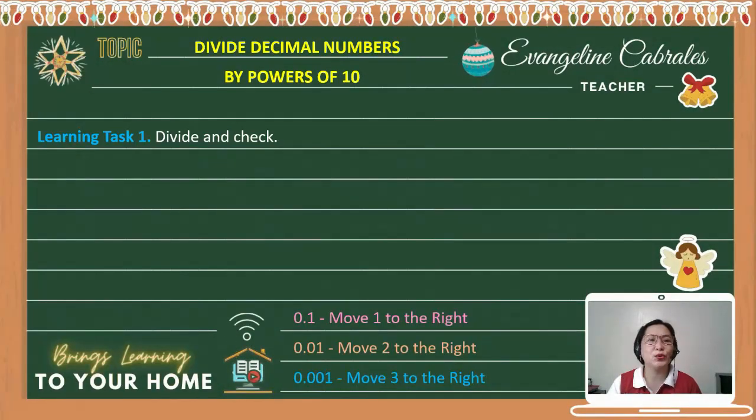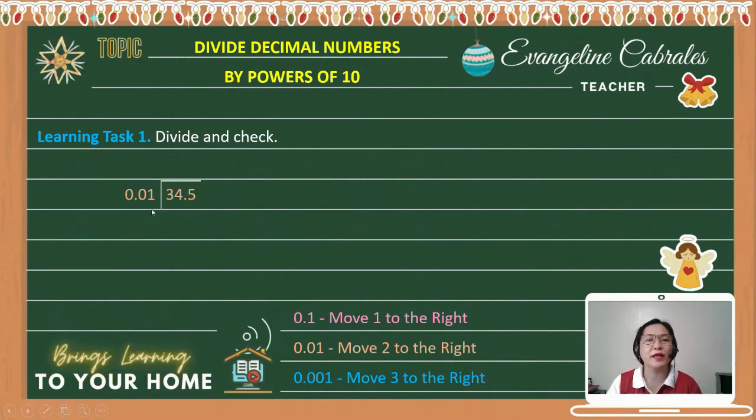Okay, let us do learning task 1. At ang nakalagay dito ay divide and check. Huwag kakalimutan na kapag 1/10, move 1 to the right. Kapag 100s, move 2 to the right. At kapag 1,000s, move 3 to the right. Tandaan ha, kapag 1/10s, 100s, at 1,000s, papunta sa kanan ang pag-move ng decimal point. Okay, let us have this.